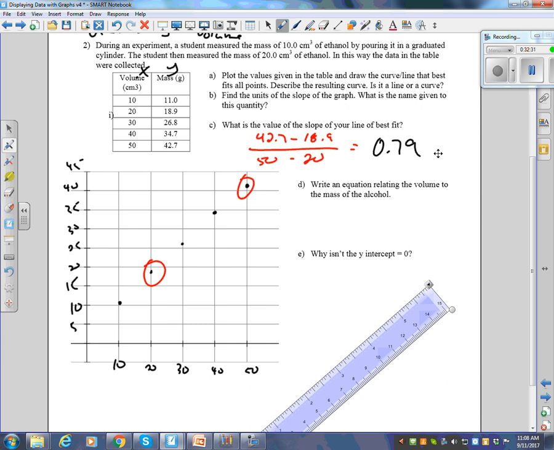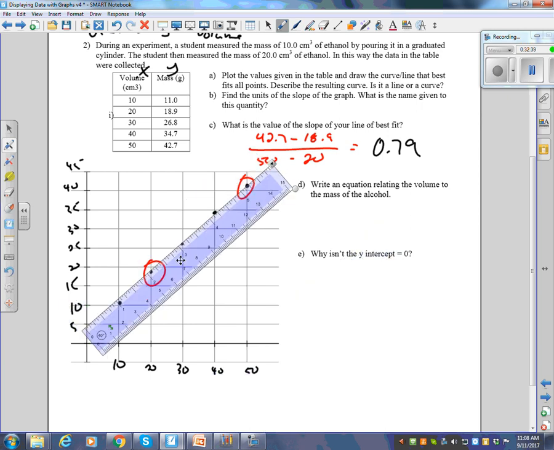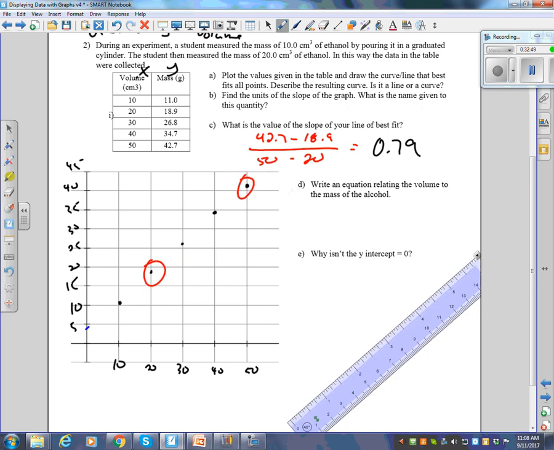0.79. Now, Jason and I had a little discussion about the y-intercept. When I take this ruler and I go back on here, did yours automatically go through the 0, 0 point? It shouldn't. In fact, it goes through right there, doesn't it? What is the approximate value of the y-intercept? About 4? We'll say 4.